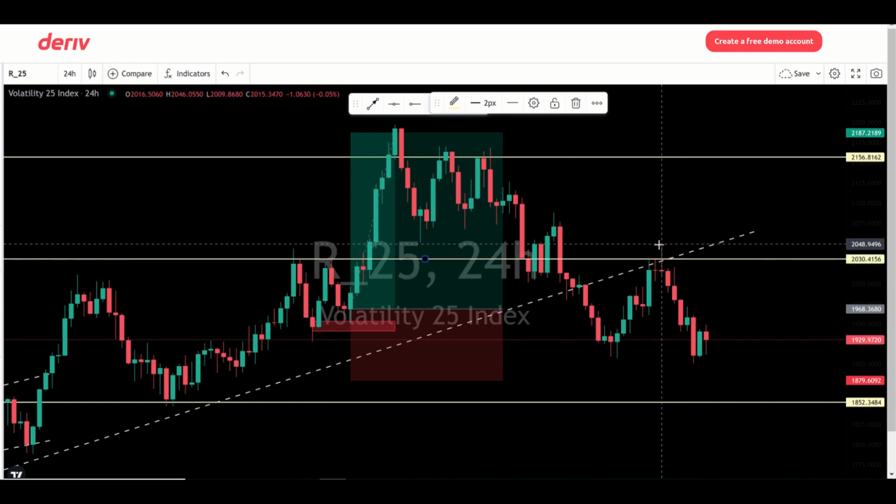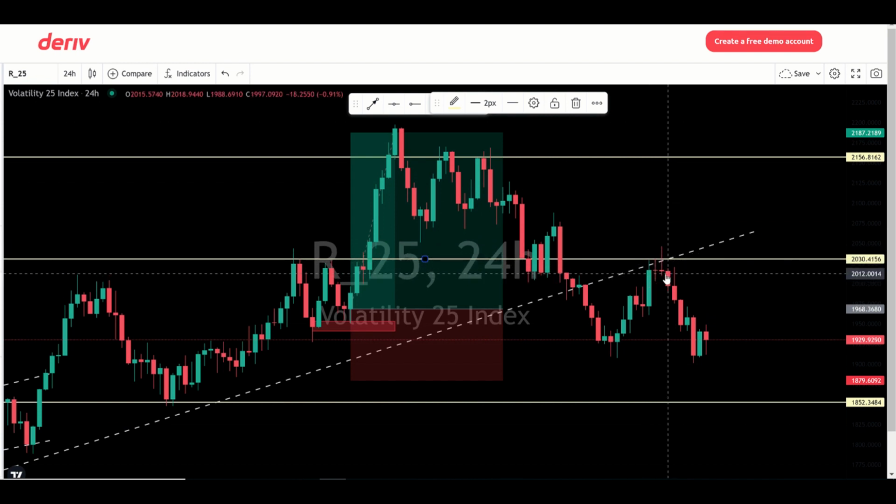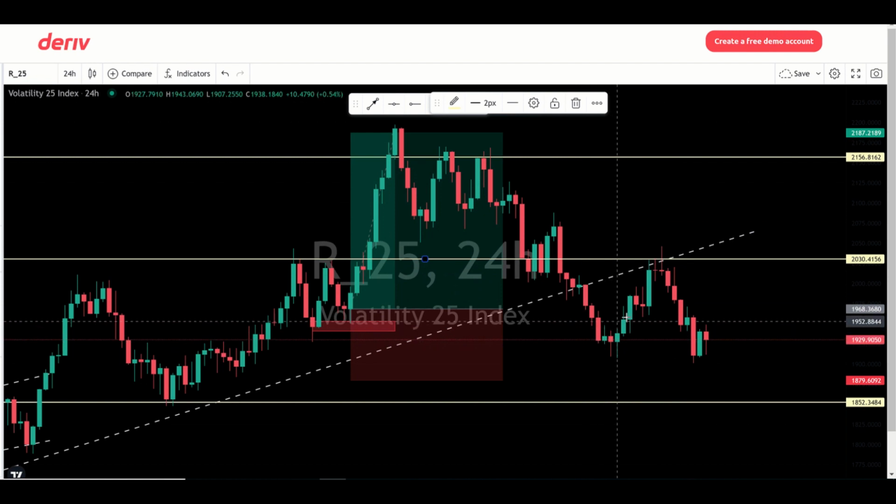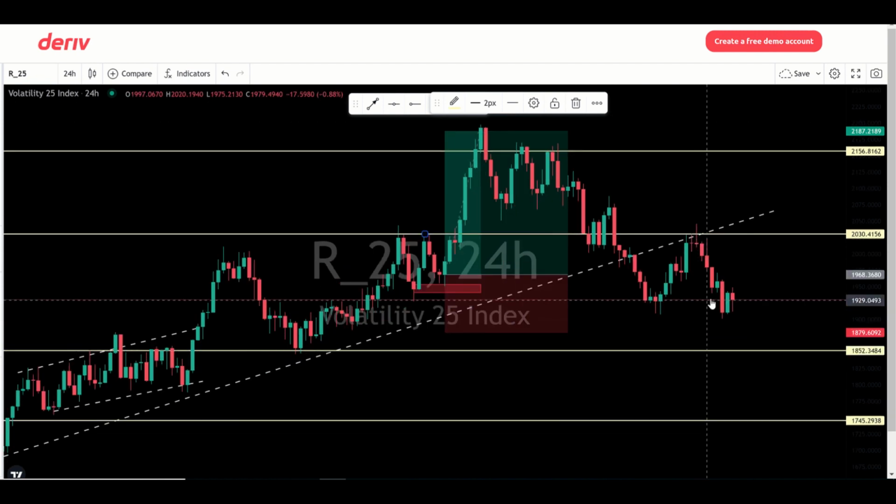the buyers failed to push the market up and had this candlestick rejection. This should be your reversal signal that this market is going to reverse, and then you put your sells around this particular zone. So right now the market is around 1931, so we are looking for possible entries in the market, right?